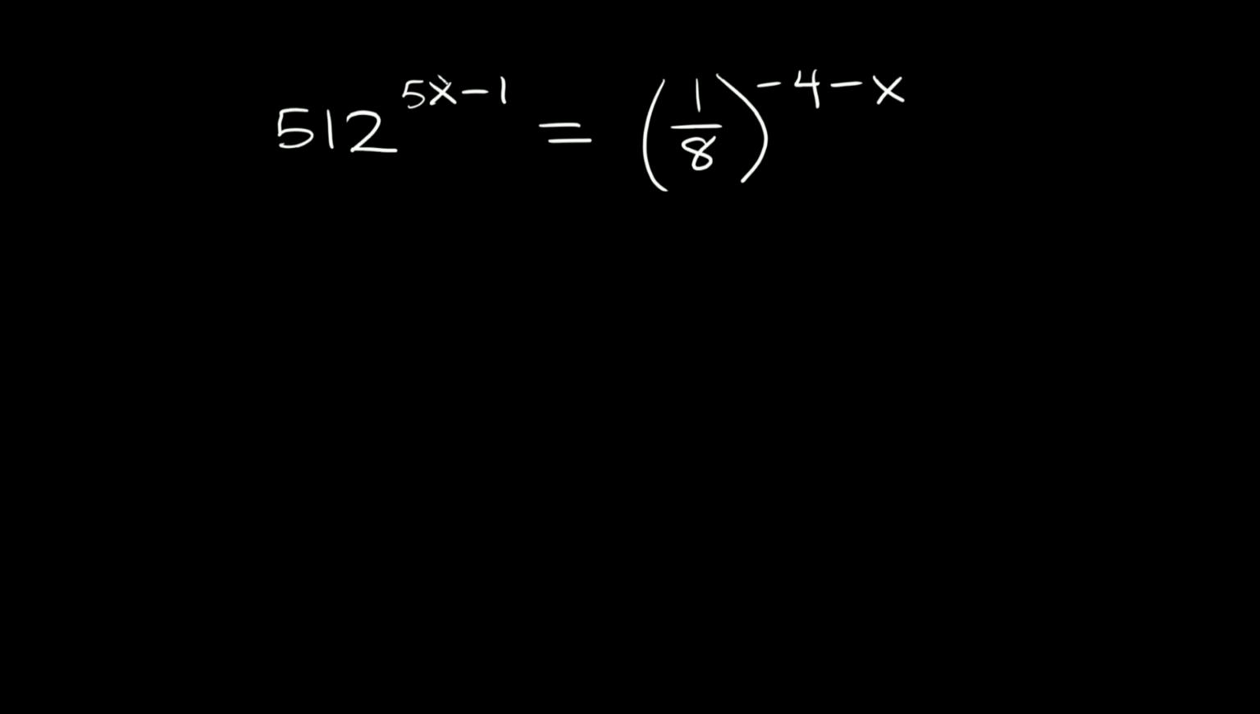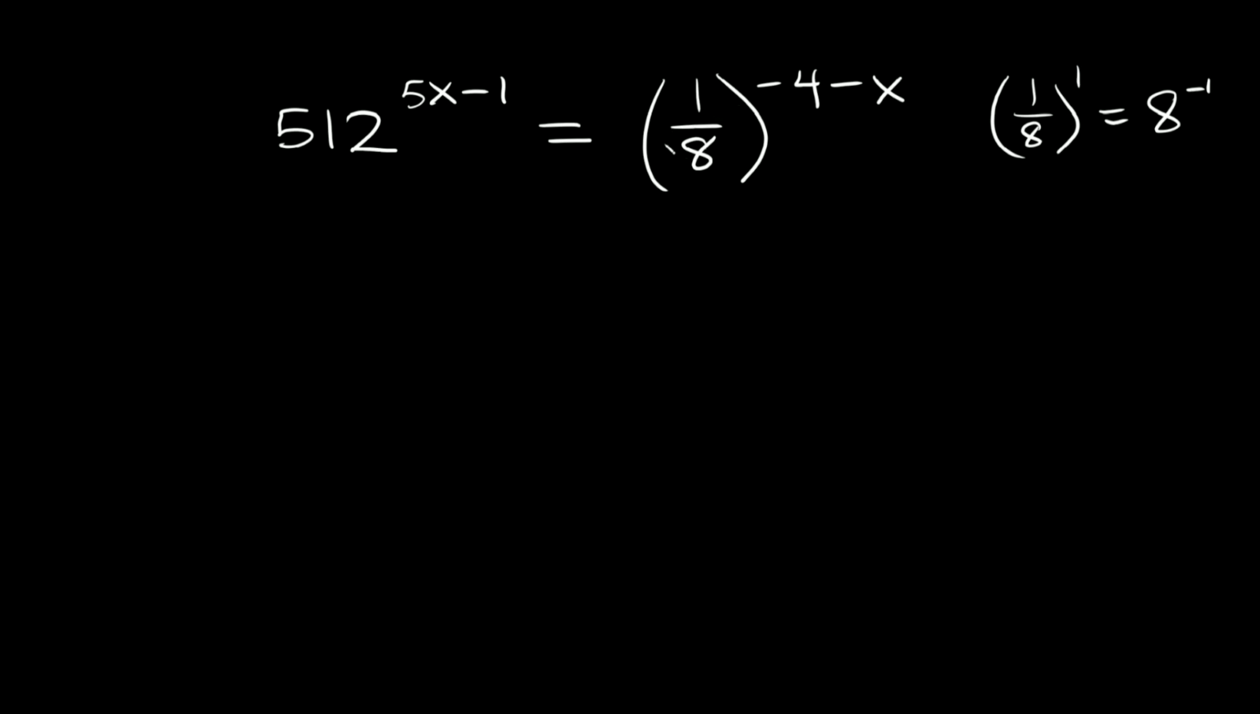So 512 raised to the 5x minus 1 is equal to 1/8 raised to the negative 4 minus x. So one thing we can do here is actually turn this proper fraction and flip it upside down so we have a whole number to work with. Now, in order to turn a fraction upside down, or basically find the reciprocal, you just have to raise it to the negative first power, right? So 1/8 raised to the positive first power, basically how we have it right now, is equal to the reciprocal of that, so 8 over 1, or simply just 8, raised to the negative first power, right? Just turn this exponent negative, so negative 1.